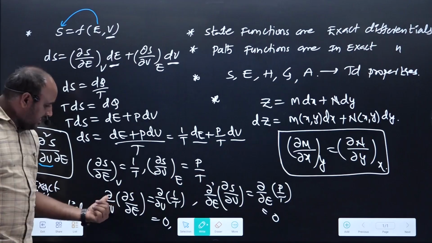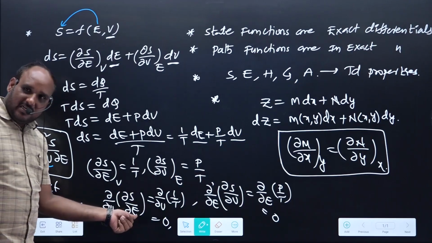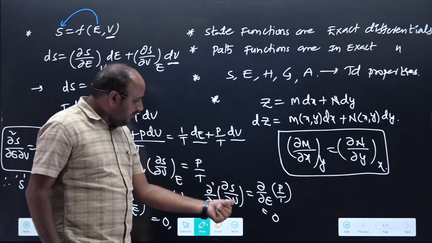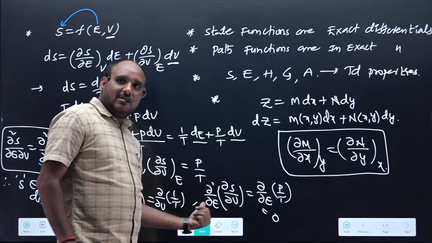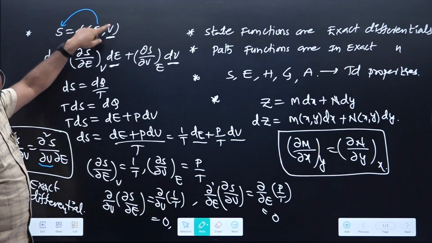What is LHS? Here you just have to observe: differentiating entropy with respect to internal energy first, later on volume. Here, differentiating entropy first with respect to volume, later on internal energy. Whenever the function depends on two properties, right?